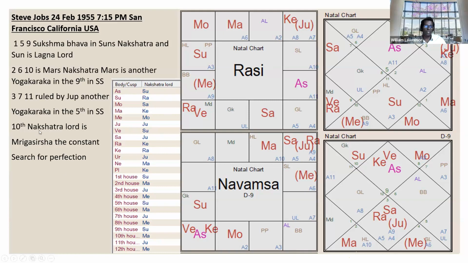If you want to know a little bit, I'm giving an offbeat point. The 10th nakshatra lord is Mrigashira. If you know the meaning of Mrigashira, it is always researching, always reinventing, always searching for perfection. His 10th nakshatra lord is Mars, and Mars is in the 10th house. So if you understand, when all these 1, 5, 9, 2, 6, 10 lords are ruled by good planets and well placed, that horoscope is a Raja Yoga. A very simple way of understanding Raja Yoga.